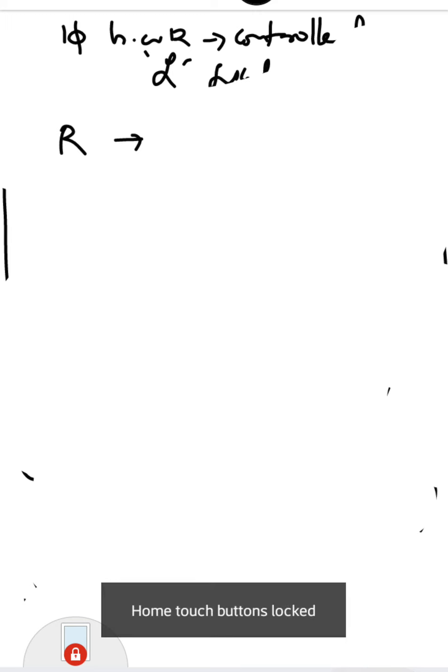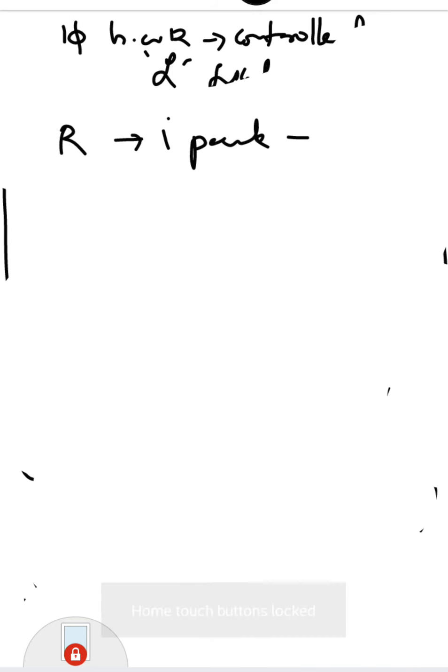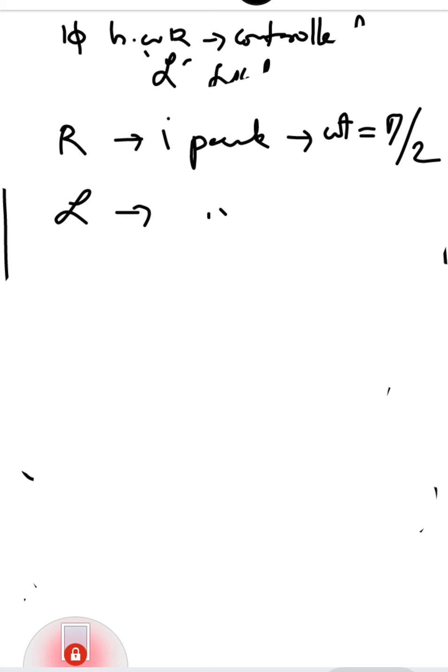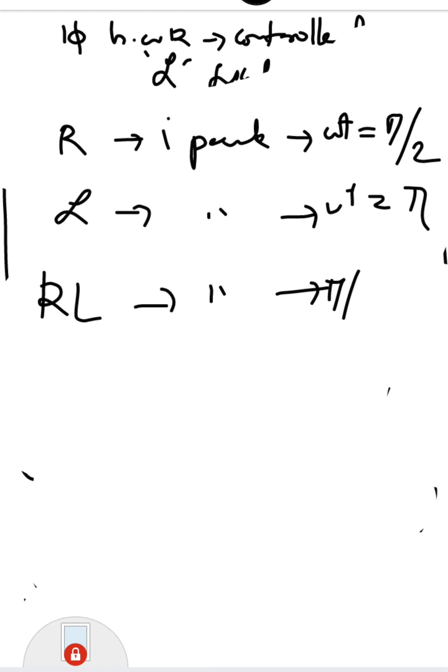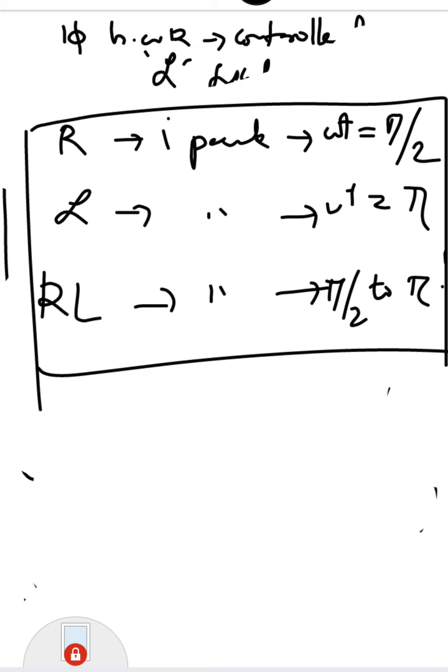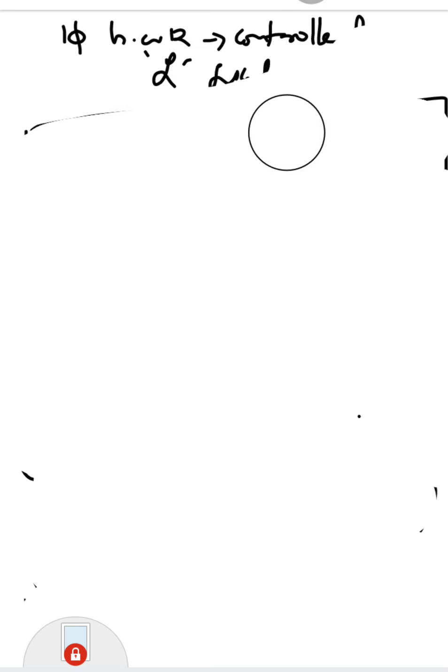Okay, so for a resistive load, I reaches its peak value when omega t is equal to pi by 2. For an inductive load, I reaches its peak value when omega t is equal to pi. In an RL load, I reaches its peak value between pi by 2 and pi, depending on the value of inductance. So this is very important. Based on that, we can draw the waveforms for an inductive load.